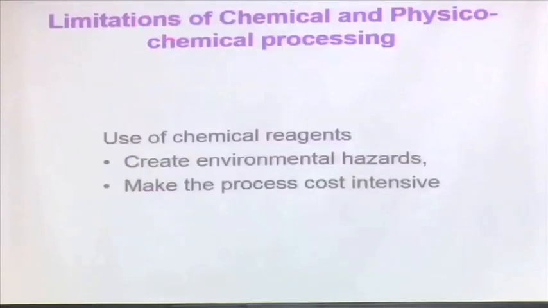Now, what are the limitations of chemical and physico-chemical processing? The limitations are that they definitely create environmental hazards because we are introducing chemicals. What you are introducing will be coming back to you, because if I do a mass balance of that, how much is being used, and after that you have to recover it. So, there will be some recovery efficiency issue, and you have to discard some of the chemicals.